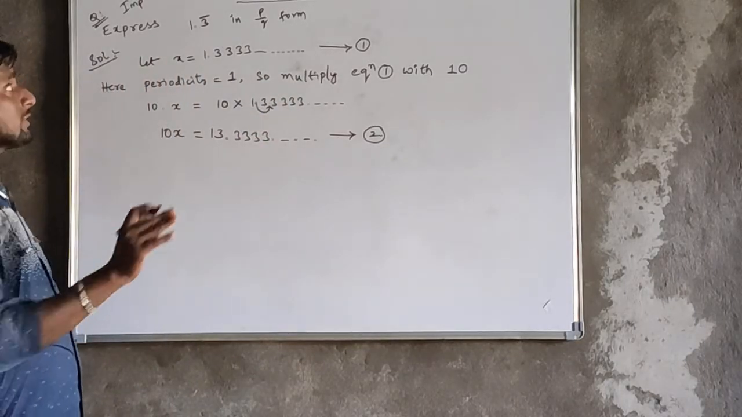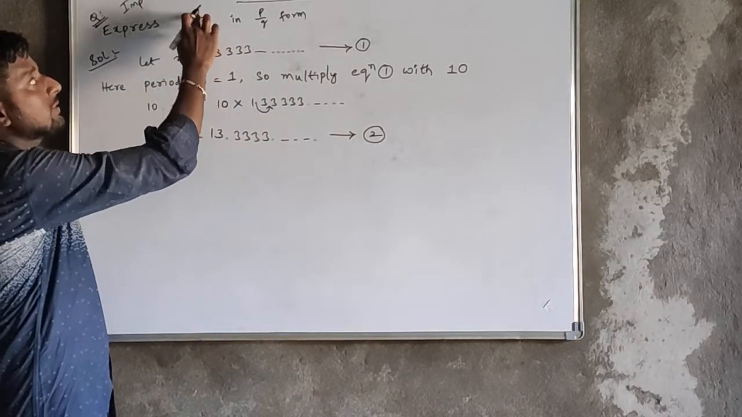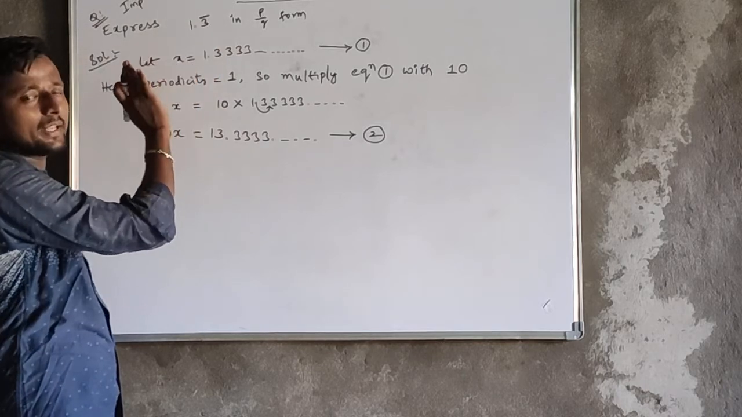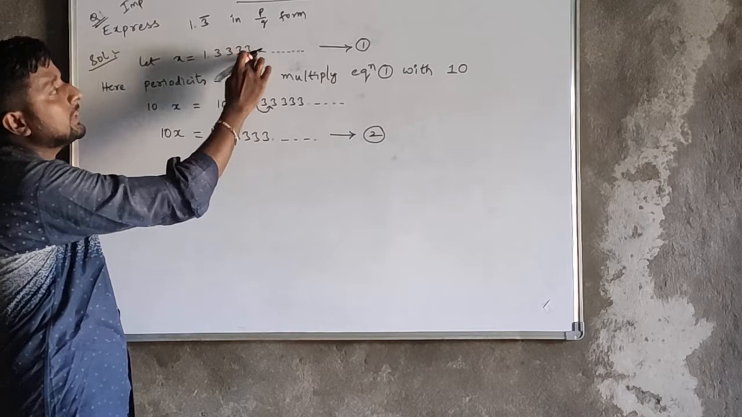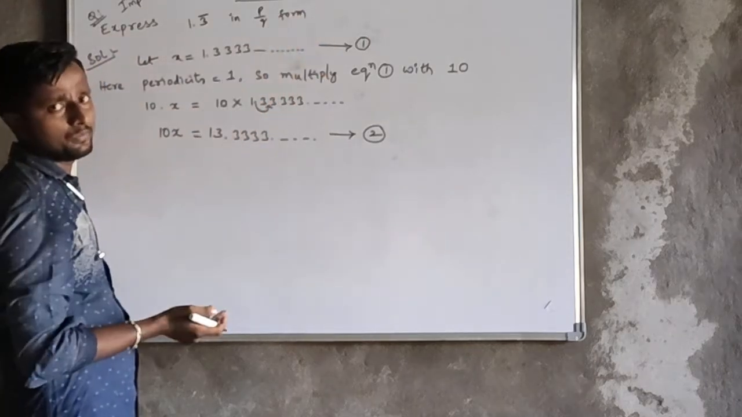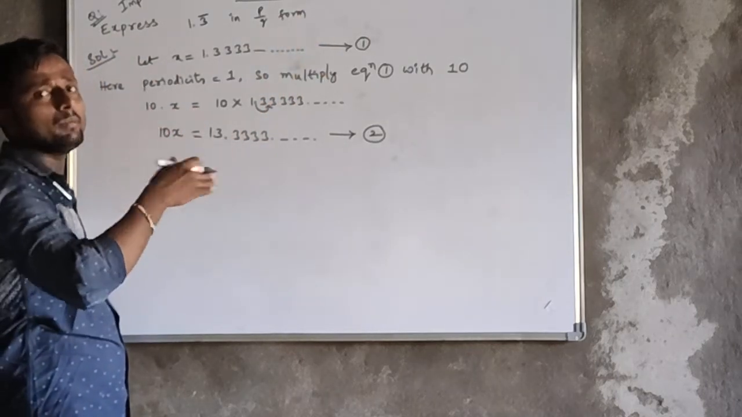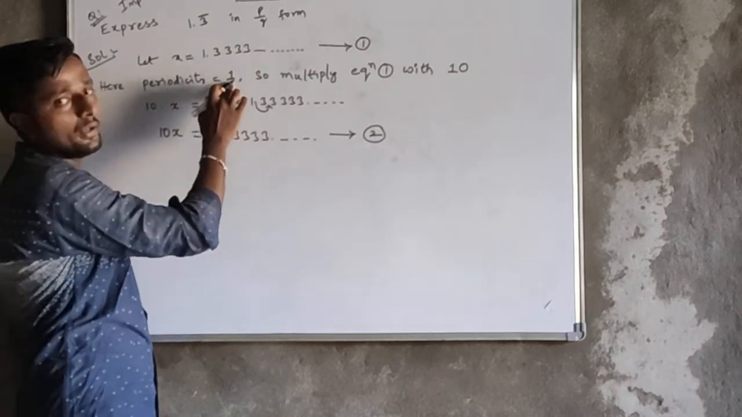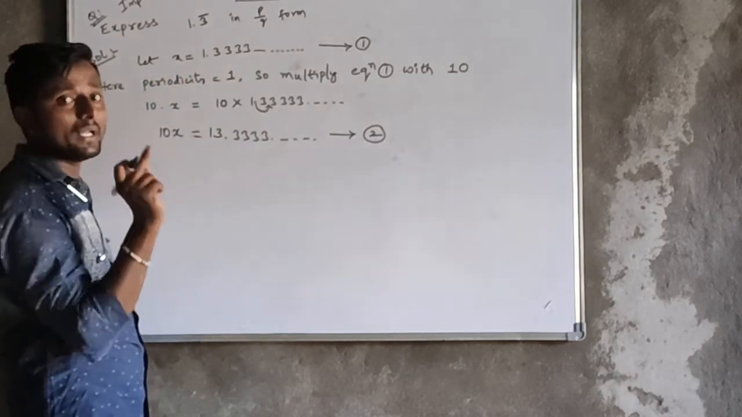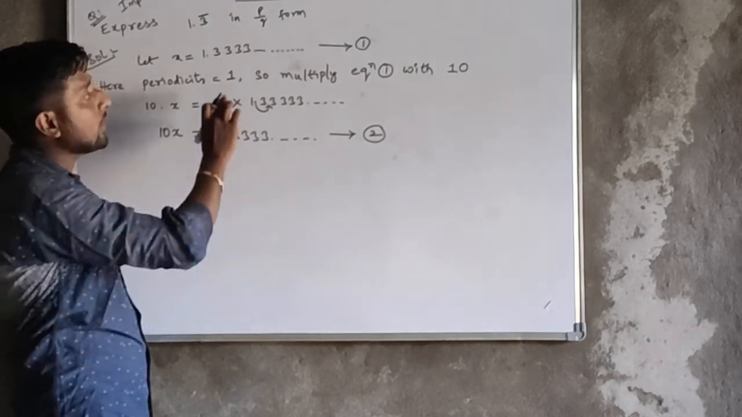What have I done? Look at it once again. 1.3 bar is nothing but, let x be the value, x equals 1.3333. You can take more 3s, no issue, because the 3 is recurring, it repeats. Here the periodicity is 1, only one digit is repeating. So that's why I wrote 1.